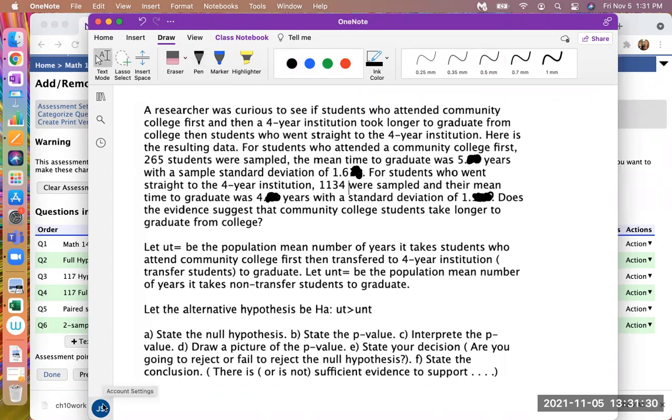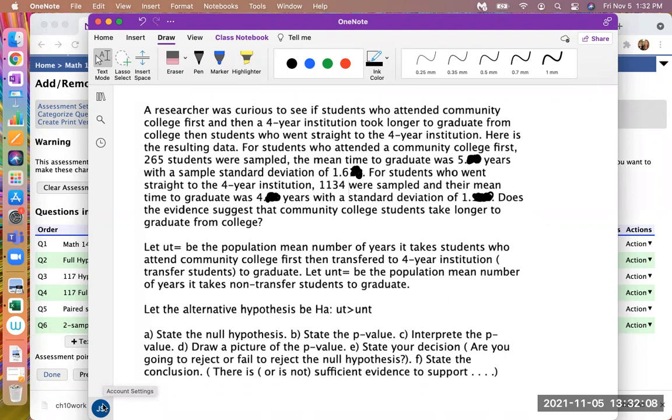A researcher was curious to see if students who attended community college first and then a 4-year university after took longer to graduate from college than students who went straight to the 4-year institution. Here's the resulting data. For students who attended community college first, 265 students were sampled, and the mean of their graduation was 5 years, with a sample standard deviation of 1.6. For students who went straight to the 4-year university, 1,134 were sampled, and their mean graduation was 4 years, the standard deviation was 1. Does the evidence suggest that community college students take longer to graduate from college?